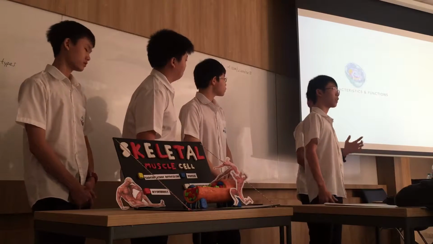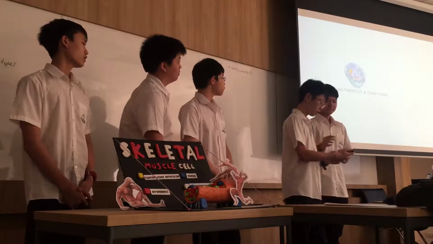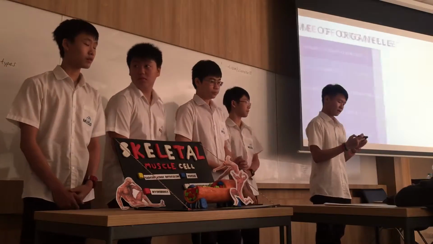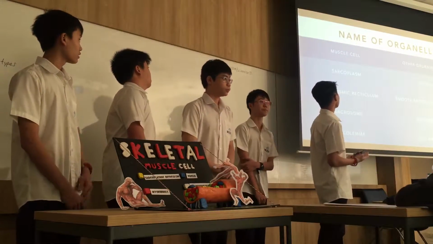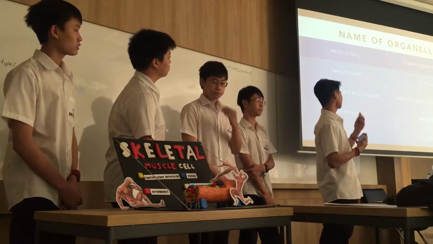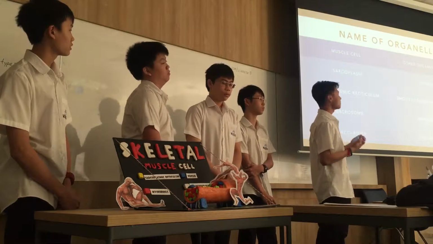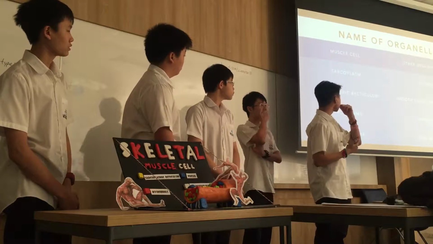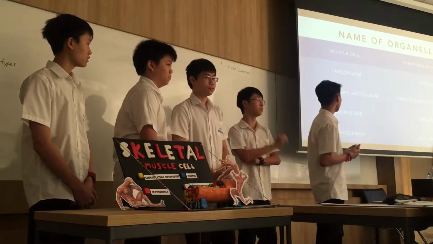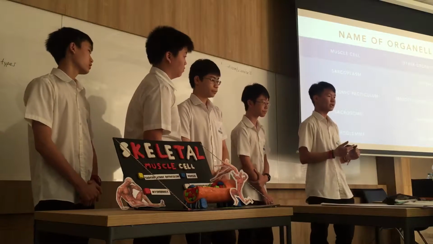And next, we are going to talk about the characteristics and the function of the organelles. Okay, the names of the organelles inside the muscle cell and other general cells are a bit different in the front, where sarco means skeletal. So the cytoplasm in muscle cell is sarcoplasm, and smooth endoplasmic reticulum in muscle cell is sarcoplasmic reticulum.